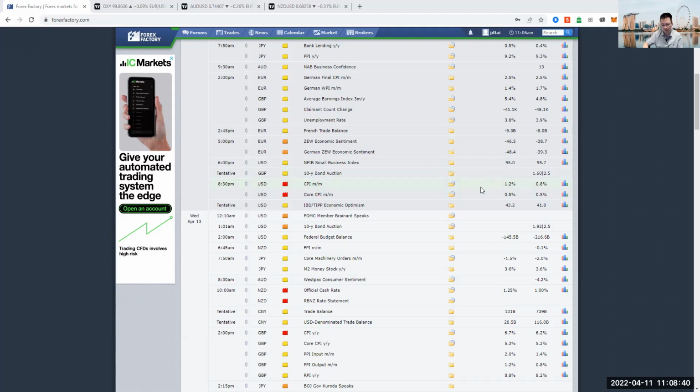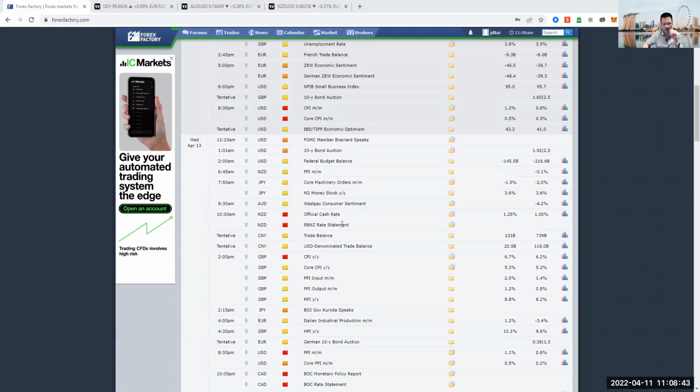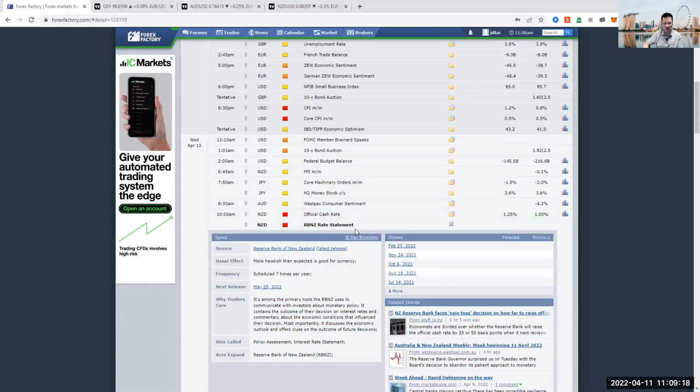the rates decision. On Wednesday morning, 10 a.m., we do have the RBNZ with their cash rate, their interest rate decision. It was a 1%. They're expected to increase towards a 1.25%, so a 25 basis point increase. So the anticipation here is an increase in rates. If they do increase rates, then we're likely to see some strengthening of the New Zealand dollar, but not so straightforward at this point, because you want to pay attention to the rate statement coming from the RBNZ.